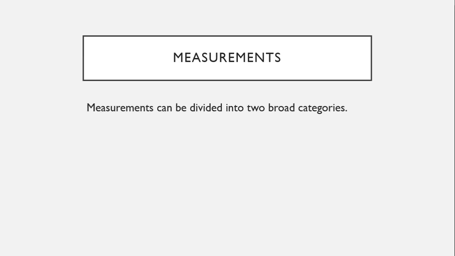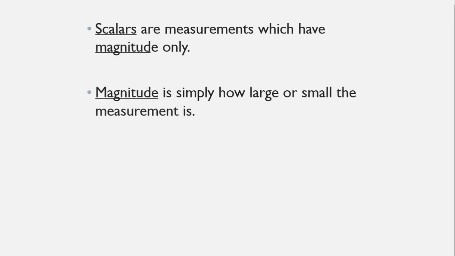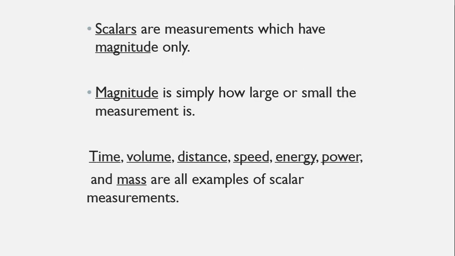All right, so measurements can be divided into scalars and vectors, and we've kind of talked about this already. A scalar only has magnitude, and what that means is you have the number and the unit. So that's how big or how small the measurement is. And here are some examples of scalar measurements.